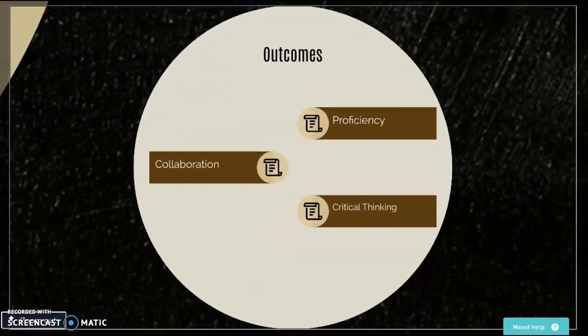The outcomes of this goal are that students increase their proficiency in technology, that they learn to collaborate with their peers and their teacher, and that they're able to critically think and figure out how to solve real-world problems.